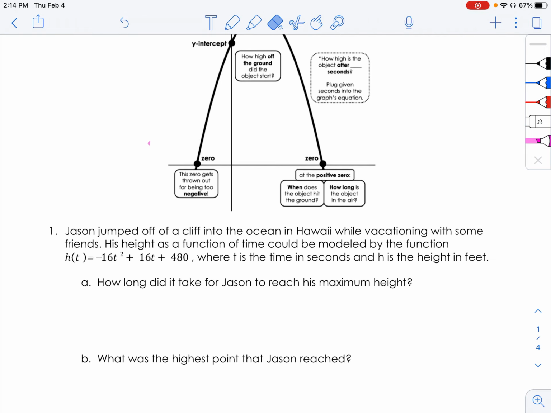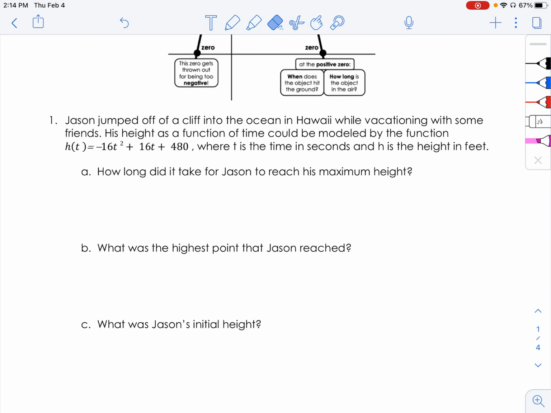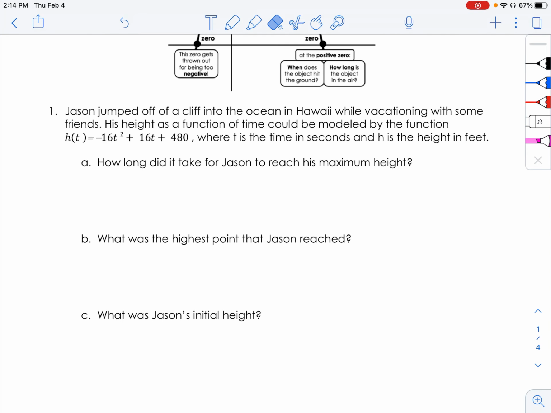So for number one, Jason jumped off of a cliff into the ocean in Hawaii while vacationing with some friends. His height as a function of time can be modeled by the function h of t equals negative 16t squared plus 16t plus 480, where t is the time and h is the height.